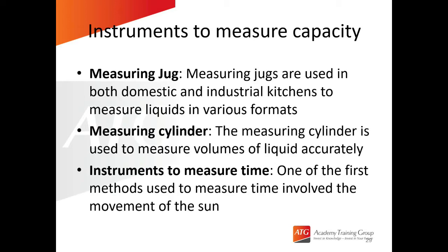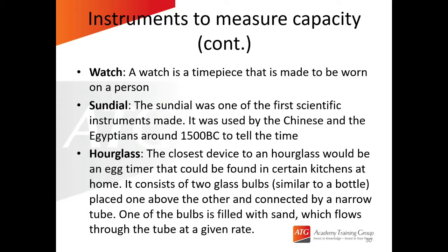Instruments to measure time. One of the first methods used to measure time involved the movement of the sun. Watch. A watch is a timepiece that is often made to be worn on a person. Sundials. The sundial is one of the first scientific instruments made. It was used by the Chinese and the Egyptians around 1500 BC to tell the time.